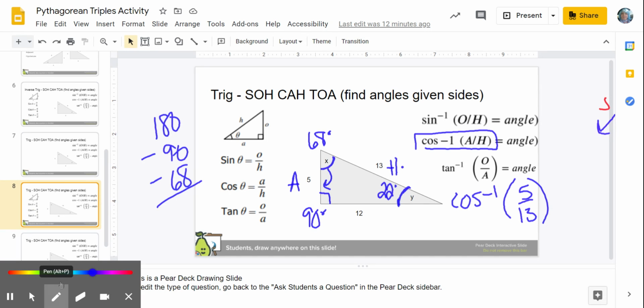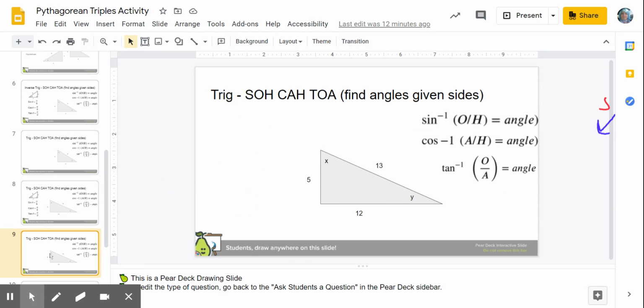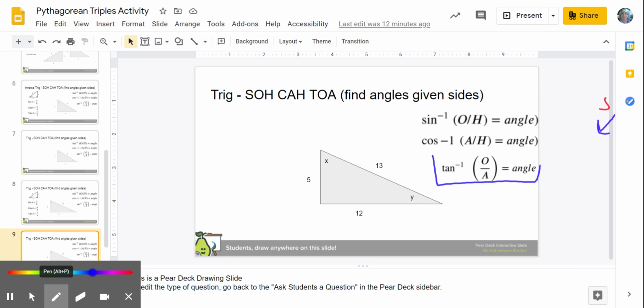You can absolutely do any of those. So let's go to the next slide and try a different one. We used cosine, we used sine at the beginning. So let's try tangent here and see if tangent works. So if I'm trying to find x, what's the O? It's hard for me to hear you, Mikhail. Can you type it in the chat?